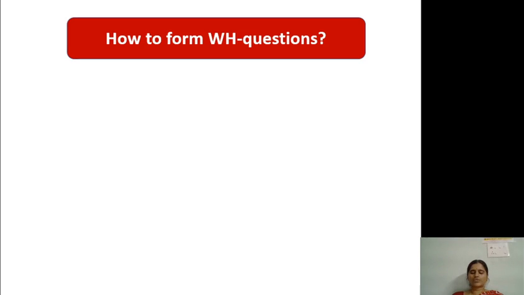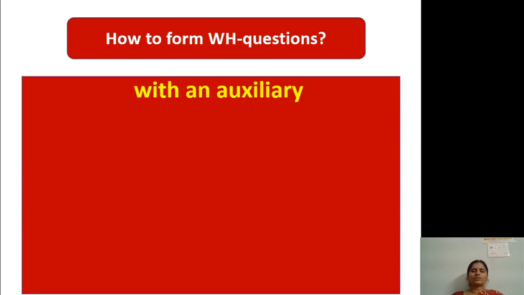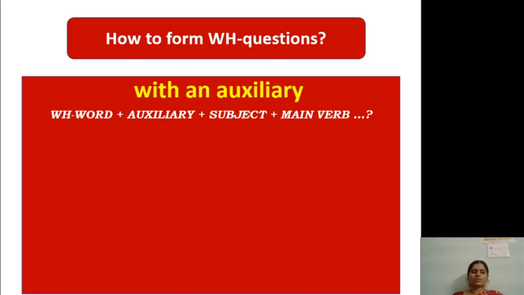So what is the structure that we have to follow? There are two ways to form the WH questions, that is with an auxiliary and without an auxiliary verb. So let us see the first one, with an auxiliary. The structure would be like this. First we get a WH word, then the auxiliary verb, then the subject, and then the main verb.